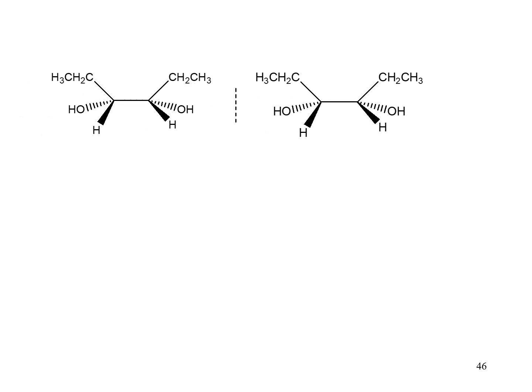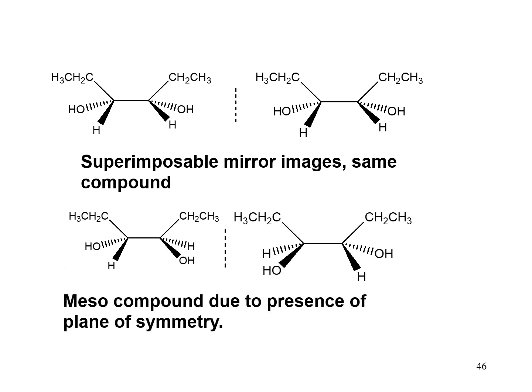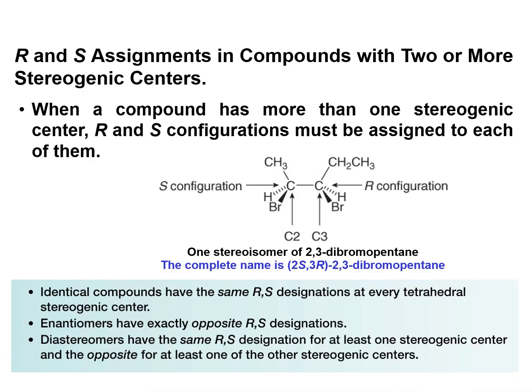These are superimposable mirror images, or the same compound. These two are therefore meso compounds. Yes, these are meso compounds due to the presence of what? A plane of symmetry. Now, R and S assignment in a compound with 2 or more stereogenic centers.